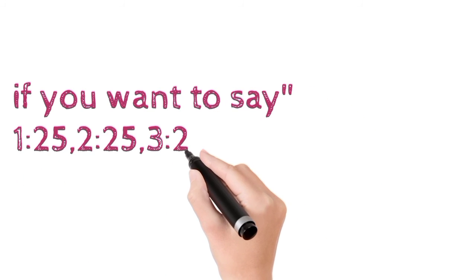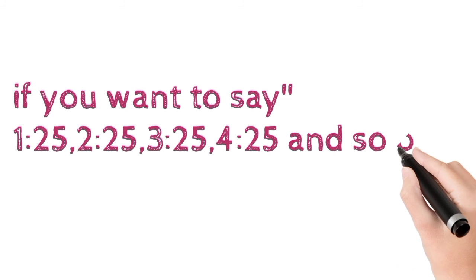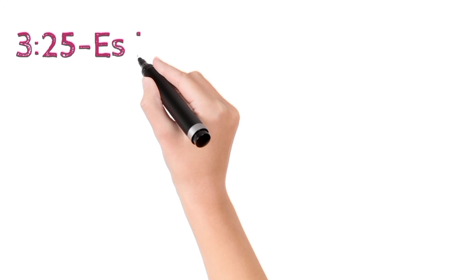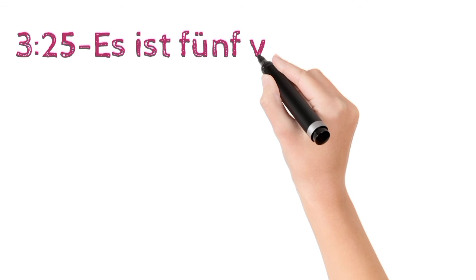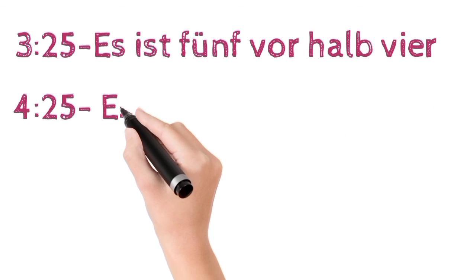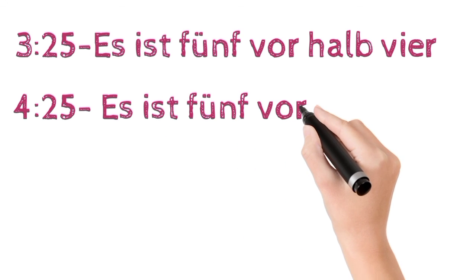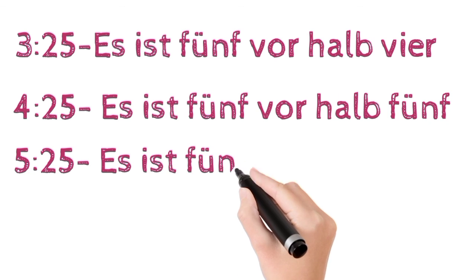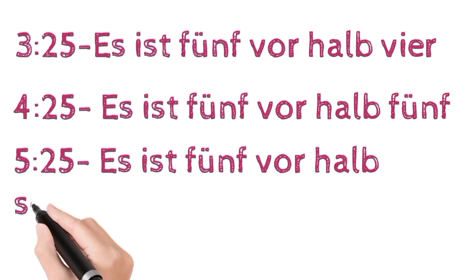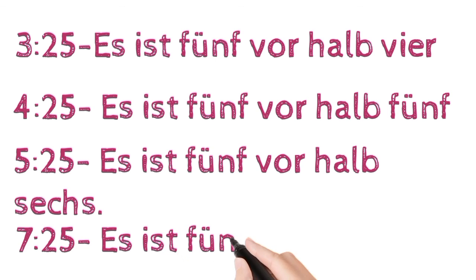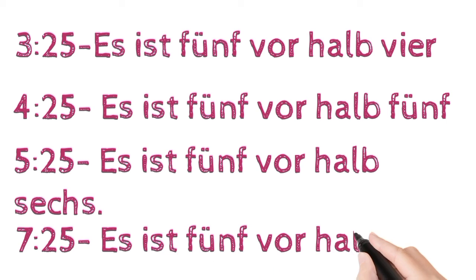If you want to say 1:25, 2:25, 3:25, 4:25 and so on, 3:25 is es ist 5 vor halb 4. That means 5 minutes left for 3:30. It also has two ways of saying. 4:25 is es ist 5 vor halb 5. 5:25 is es ist 5 vor halb 6. 7:25 is es ist 5 vor halb 8.